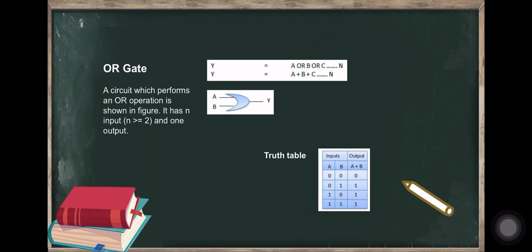When the input A is 0 and the input B is 0, the answer will be 0. 0 plus 0 is 0. When the input A is 0 and the input B is 1, the answer will be 1. 0 plus 1 is 1, and so on.